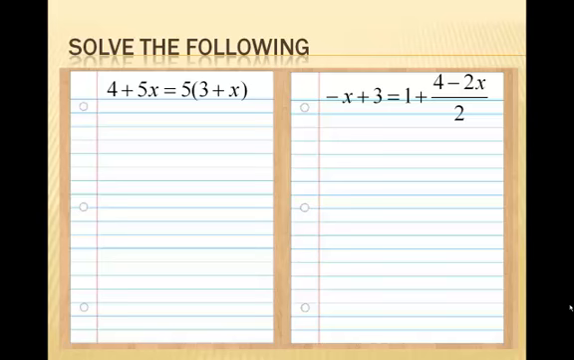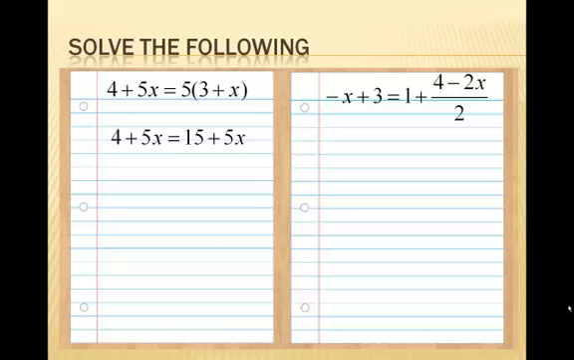Notice how in this one I have 2 copies of x, and so I begin with my goal of trying to get them together. Well, in order to start that, I'm going to try and distribute through the 5. All right, so this will give me a new expression. I have 4 plus 5x equals 15 plus 5x. All right, pretty good. I've gotten rid of parentheses.